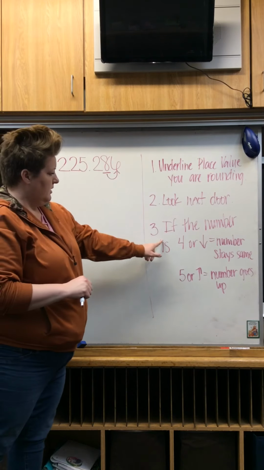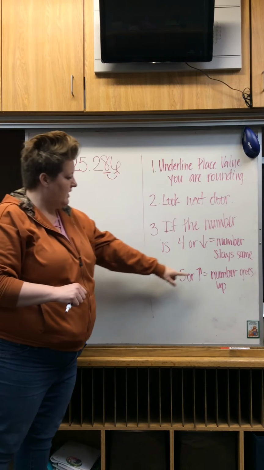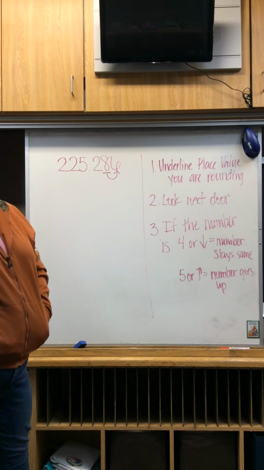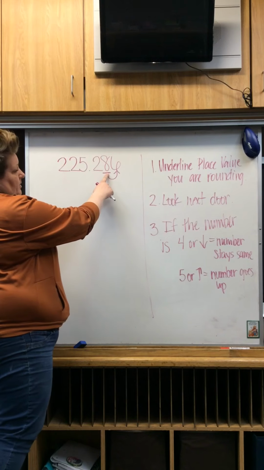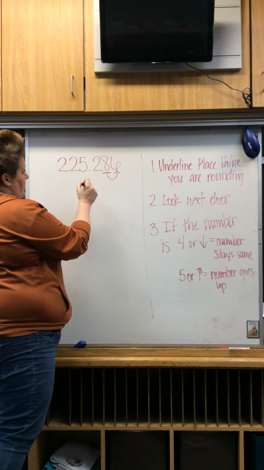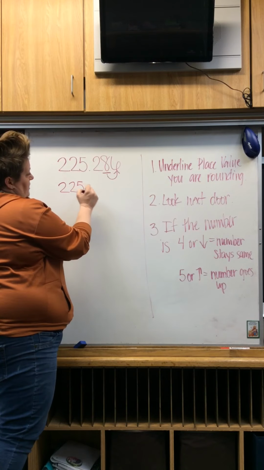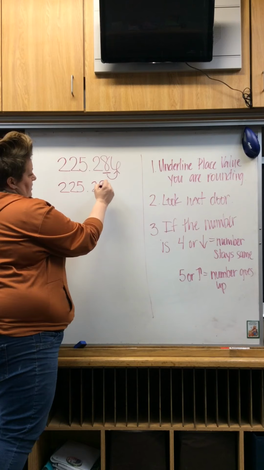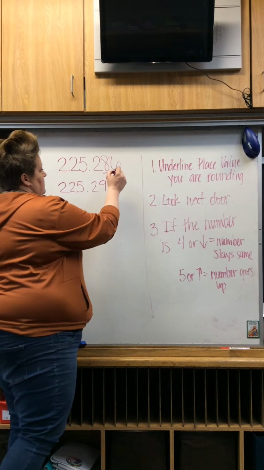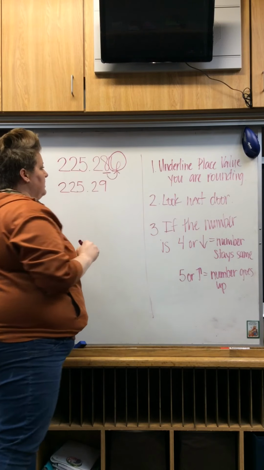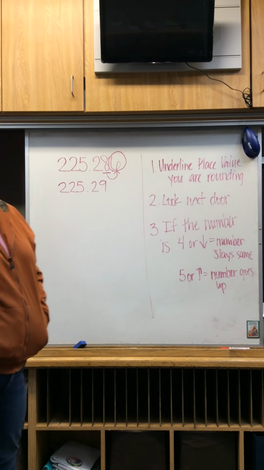We're on step 3. Okay, so it says if the number is 4 or lower, this number stays the same. If it's 5 or higher, that number goes up. So since 6 is higher than 5, this number is going to go up to the next number. So it's going to round to 225.29. Okay, and I would actually circle the 6 after I wrote it on my place value chart because that's the number I looked at to decide what I had to round.